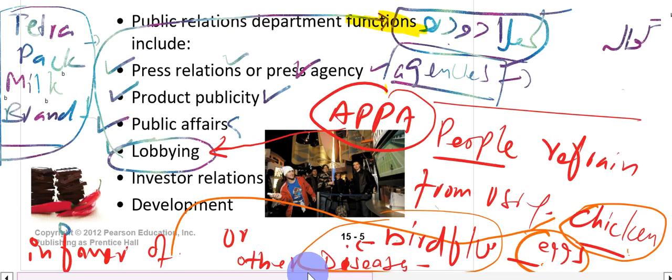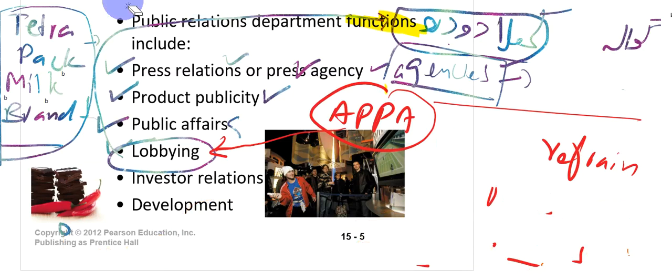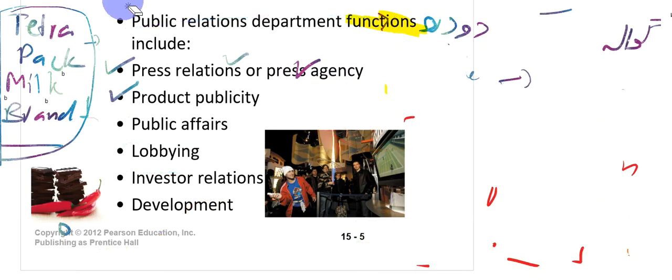So we have tried to understand two different examples. One example was in favor of a product, and the other example was against a product. I hope I have made it clear. So let's move to the next point.